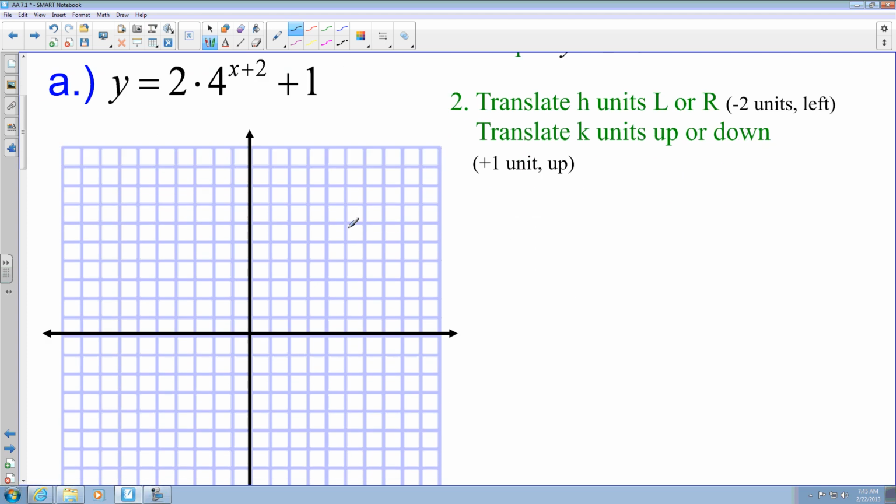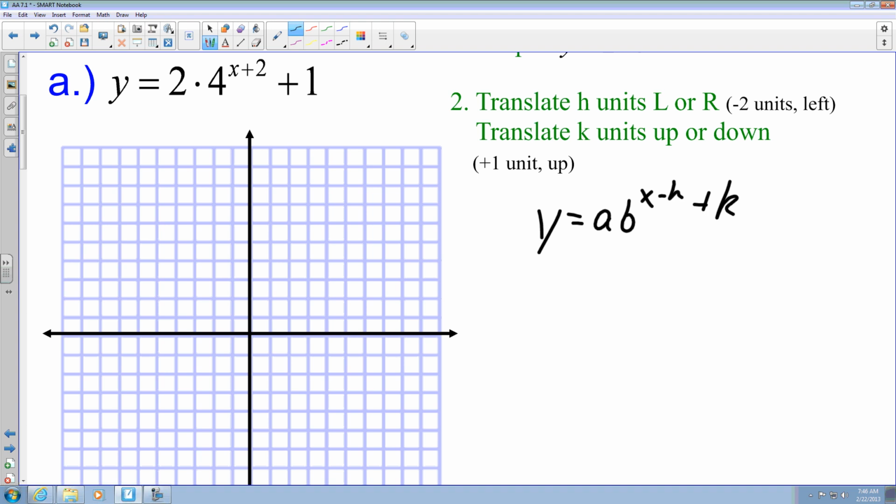Here we have translations which are very similar to what we dealt with when we were dealing with other functions. The general equation would be y equals a times b to the x minus h, plus k.